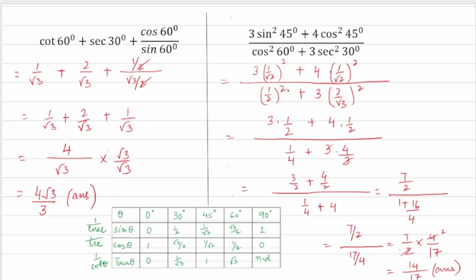So the rule is just put the values from this table and then square it, take LCM, add, subtract, multiply and divide.